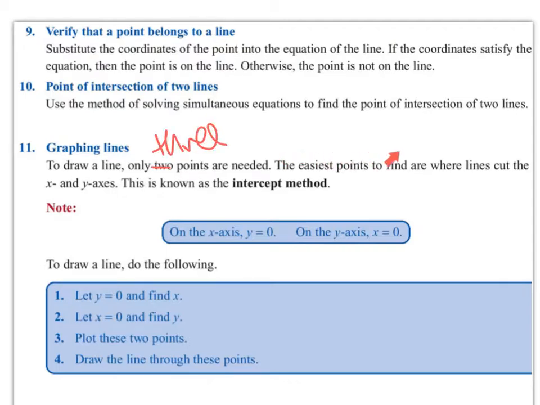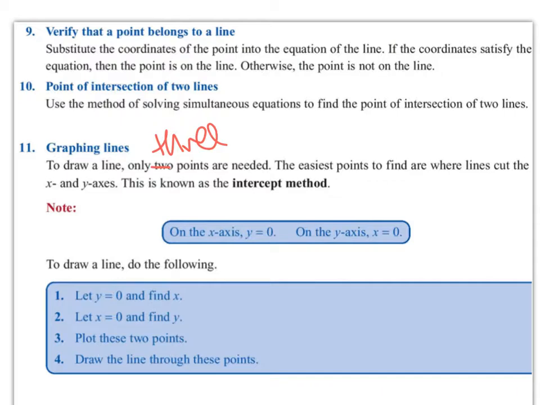The easiest points to find are where the lines cut the x and y axes. This is known as the intercept method. Note, on the x-axis, y is equal to 0, and on the y-axis, x is equal to 0. To draw a line, do the following. Number 1, let y equal 0 and find x. Number 2, let x equal 0 and find y. So then you've got 2 points. Number 3, plot these 2 points. Number 4, draw the line through these points.